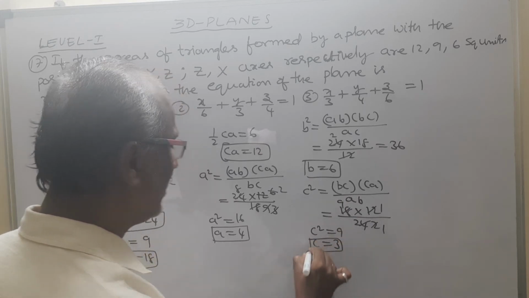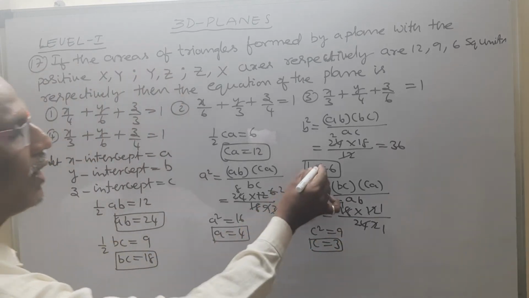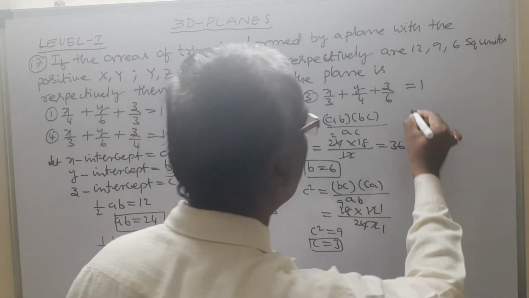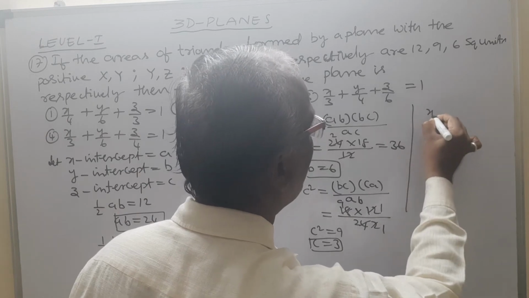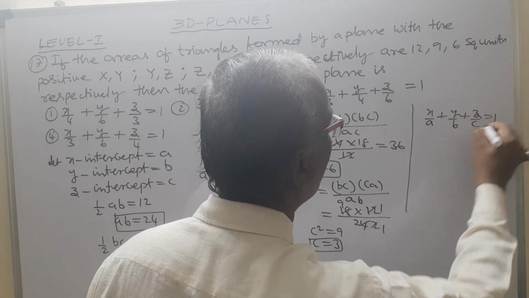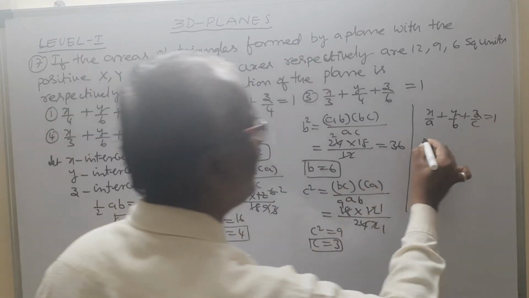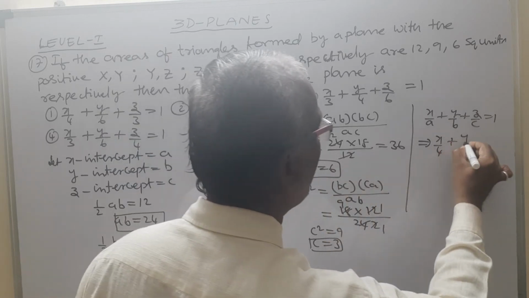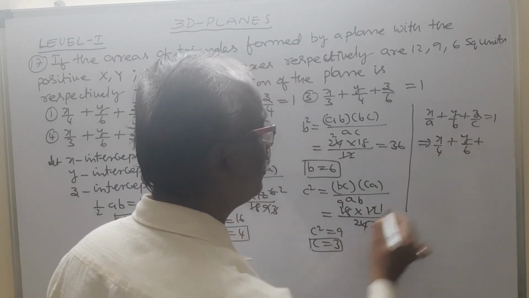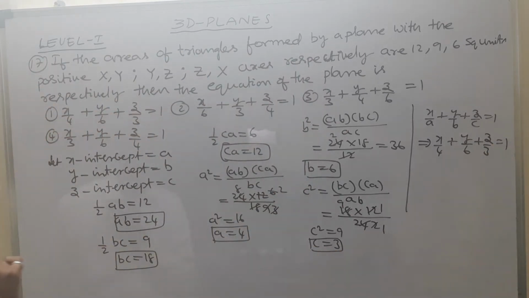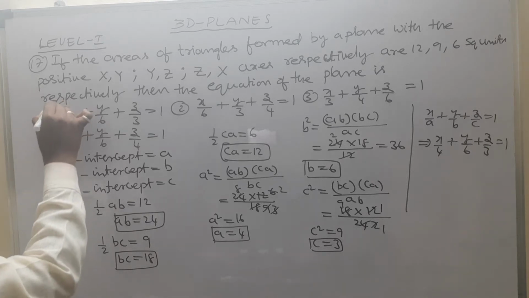Here x intercept a is equal to 4, y intercept b is equal to 6, z intercept c is equal to 3. In intercept form, equation of plane x by a plus y by b plus z by c equal to 1. Here a equal to 4, x by 4 plus b equal to 6, y by 6, c equal to 3, z by 3 equal to 1. x by 4 plus y by 6 plus z by 3 equal to 1. Option 1 is correct.